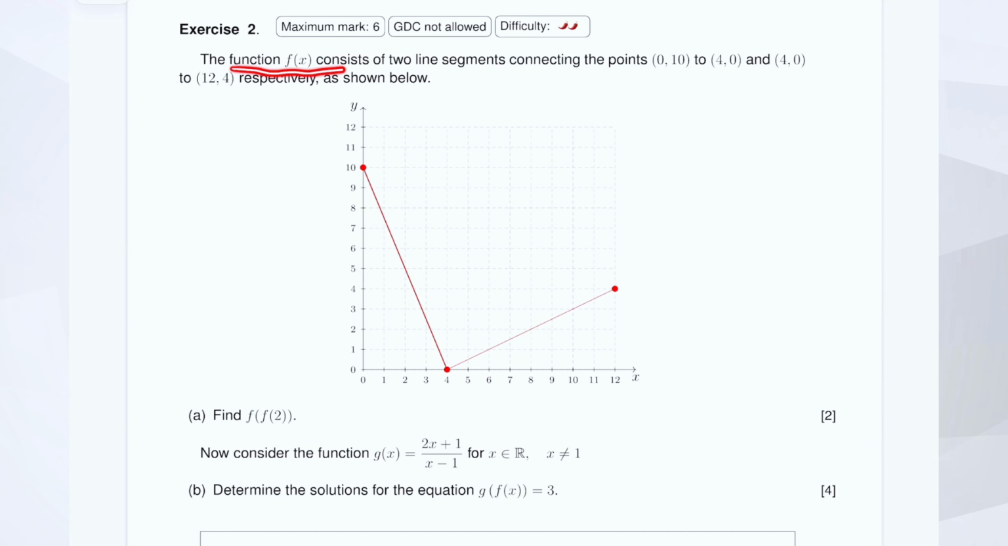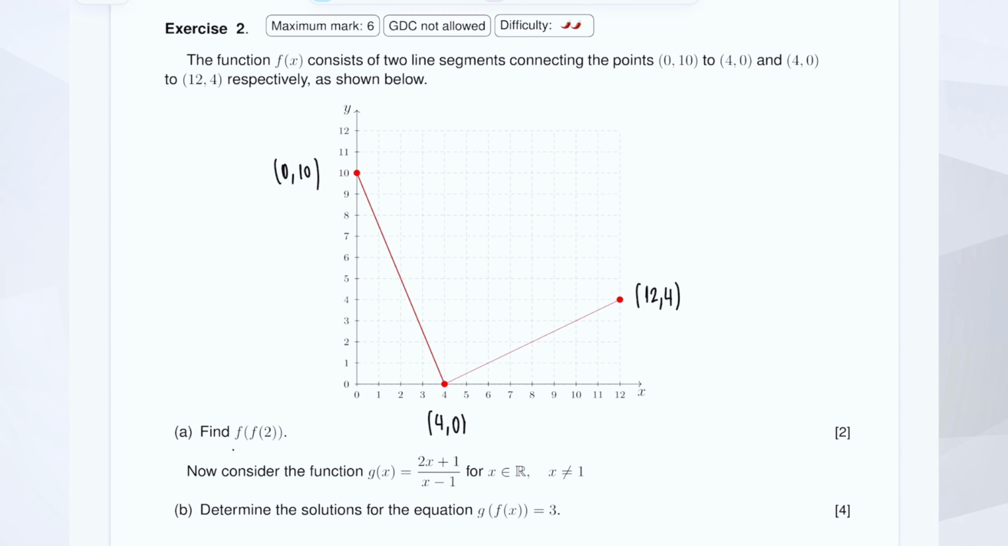All right, so in this question number 2, you're going to need to be super comfortable with not only finding equations of lines, but also how to deal with composite and inverse functions. Now, what we have here is a function that consists of 2 line segments connecting these 3 points. So 0, 10, 4, 0, and then 4, 0 to 12, 4.